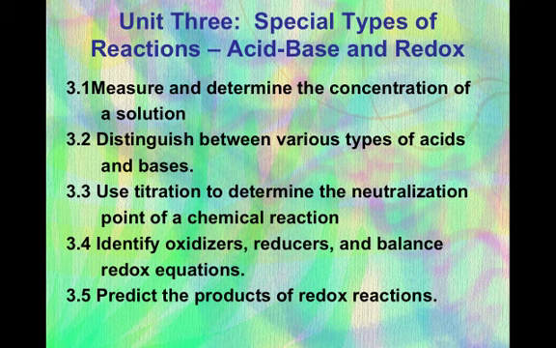First, we're going to learn how to determine the concentration of a solution and make measurements about concentrations and how to describe solutions. Then we'll distinguish between different types of acids and bases and talk about different theories of what an acid is and what a base is. Then we'll figure out how to use titration, so you'll be doing a lab and working with those calculations. And then finally we're going to move into redox reactions, identifying oxidizers, reducers, and then balancing and predicting the products of redox reactions. So hold on tight.